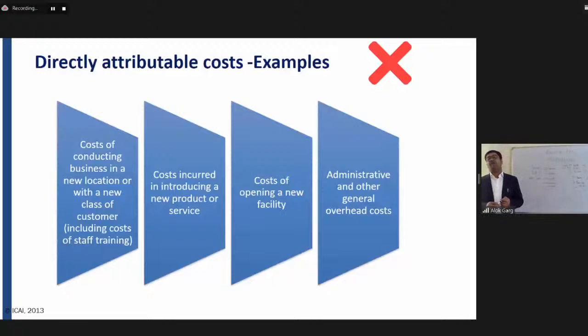Administrative and other general overhead costs. While doing the construction of a plant or a factory, the company also incurred some audit costs. There was some security guard on patrolling mode. So there are some administrative and other general overhead costs. These are not an example of directly attributable cost, and these are required to be charged to P&L. Understood? So these are examples which are given under the standard. This is not an exhaustive list. This is an inclusive list kind of thing.